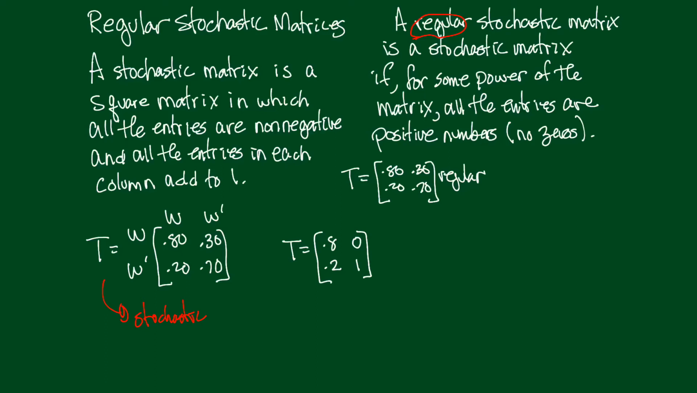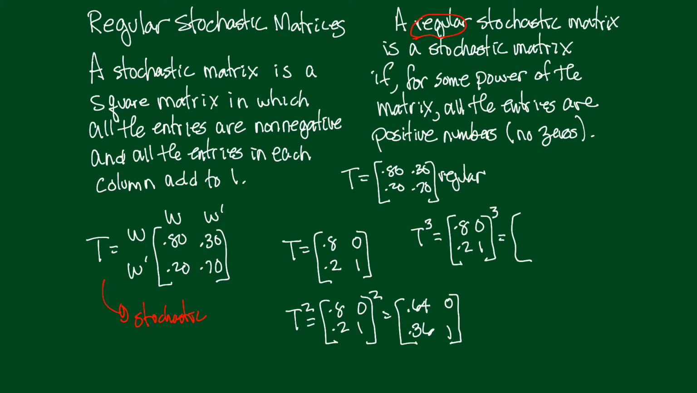Now this is not regular yet. We don't know that yet because there's a 0 here. But what we need is, if we can eliminate that 0 for some power of T, then it's going to be regular. So let's square this, see what happens. I squared this on my calculator, and here's what I'm getting: 0.64 and 0.36, and I'm getting a 0 and a 1 right back there again. So I can't conclude yet that it's not regular because maybe I need to take it to the third power. And if I took it to the third power, that 0 would disappear. Let's try that, see what we get.